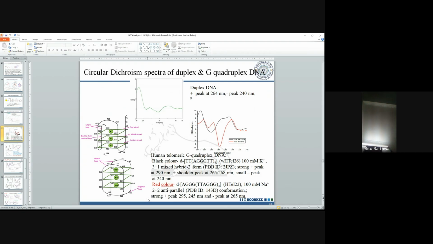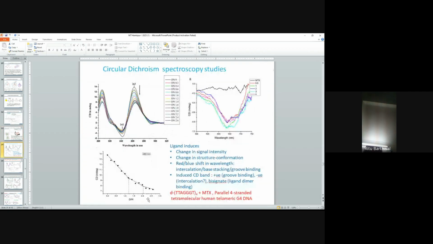Going to slide number 34, how we use it. So I will just tell you what we do. This is again a titration we have done. We look at how the intensity has changed.